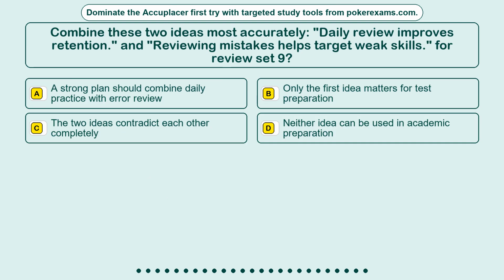Question 17. Combine these two ideas most accurately. Daily review improves retention, and reviewing mistakes helps target weak skills. For review set 9. Option A. A strong plan should combine daily practice with error review. Option B. Only the first idea matters for test preparation. Option C. The two ideas contradict each other completely. Option D. Neither idea can be used in academic preparation.